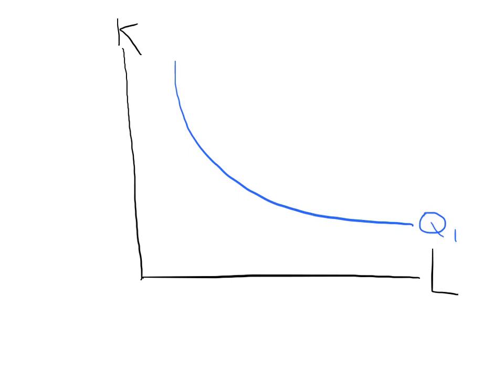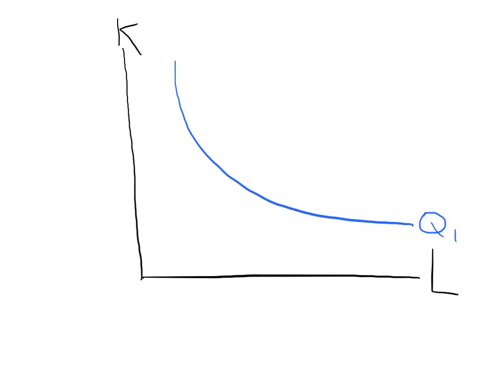That gives you all the different combinations of capital and labor that can be used to produce a specific amount of output. In this case, it is Q1. So along the isoquant, all output is the same, and it's just different combinations of K and L that give you that output. Now, the firm wants to produce this output using the least amount of cost, or minimizing cost.